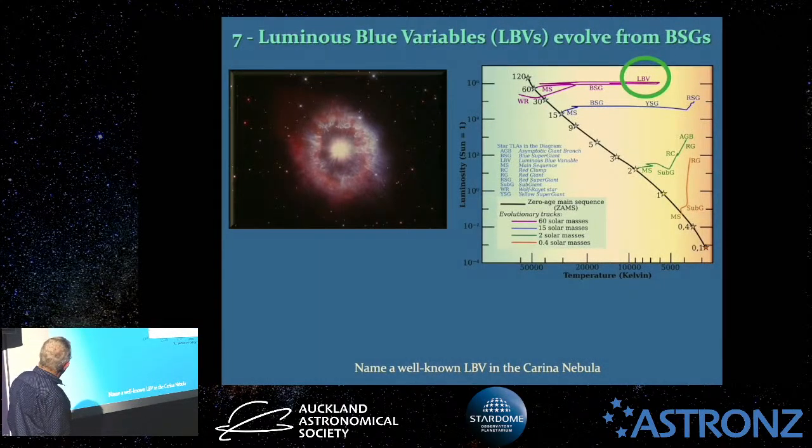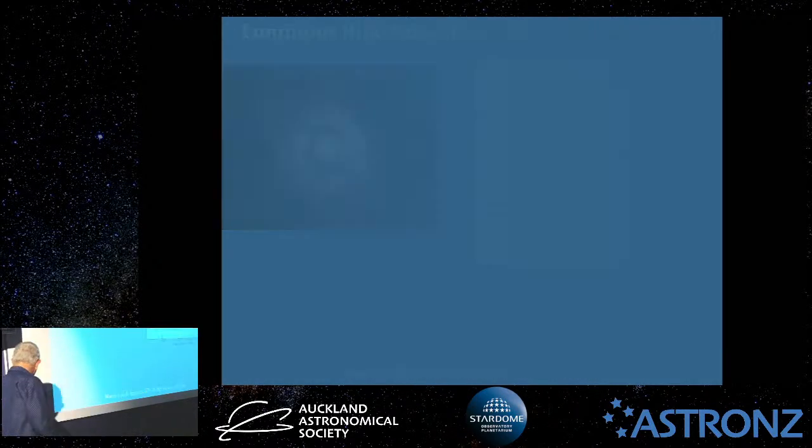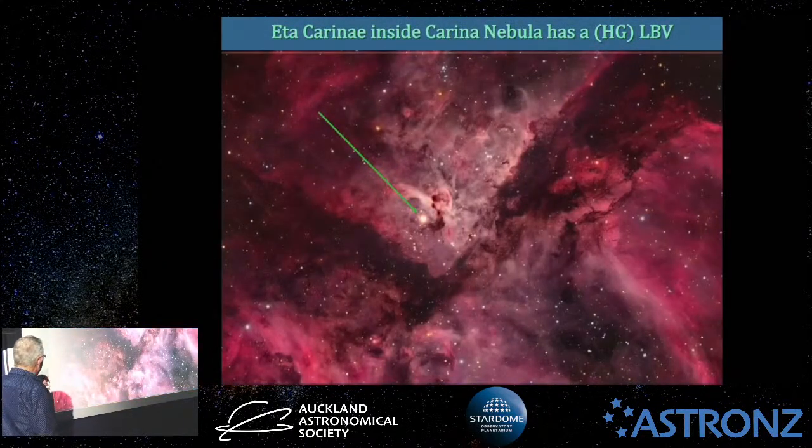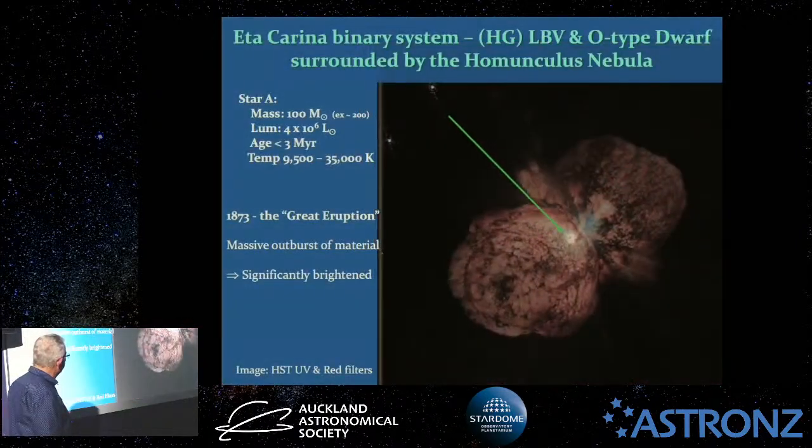Okay, so who can name a well-known luminous blue variable, a clue, in the Carina Nebula? Eta Carinae, absolutely. Eta Carinae, and people talk about that a lot. There's that very bright star, point of light just right there. That's Eta Carinae in the Carina Nebula. That's a common one you can often see in books and so on. You can say, oh, it's a luminous blue variable. Let's have a closer look at it.